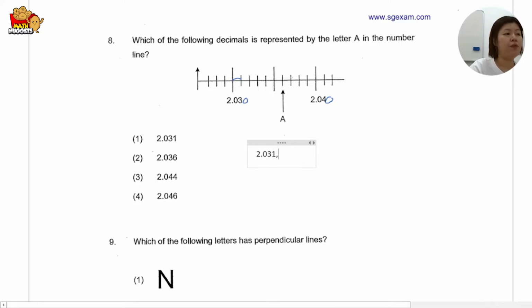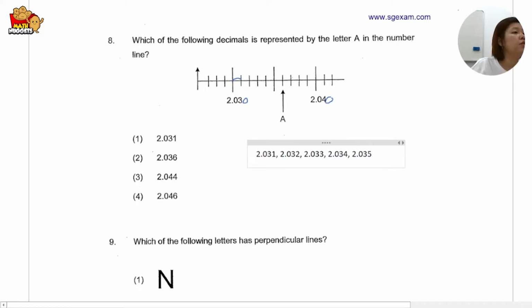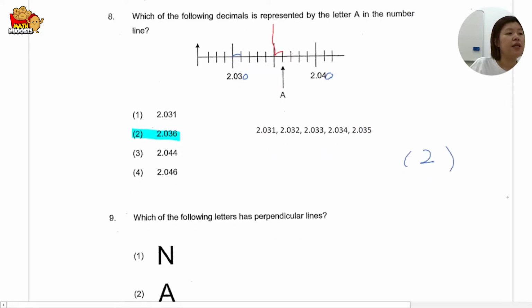2.031 followed by 2.032, 2.033, 2.034, and 2.035. It's actually until here. So the next number is 2.036. Answer is number 2. Okay, next.